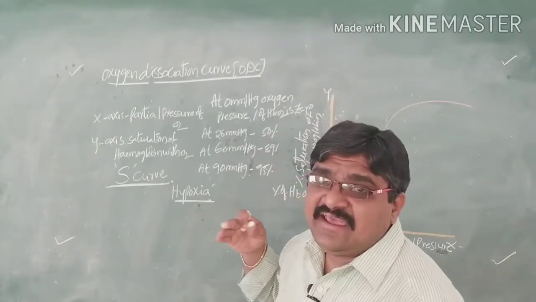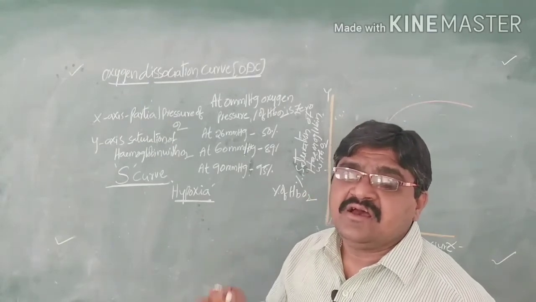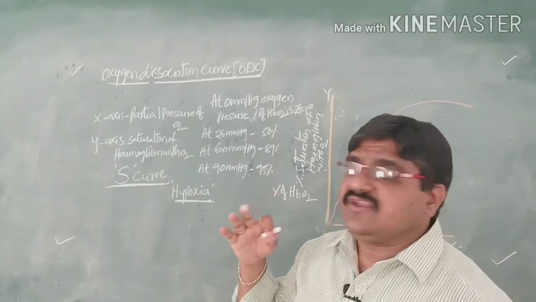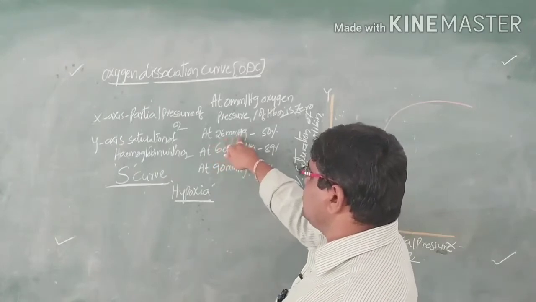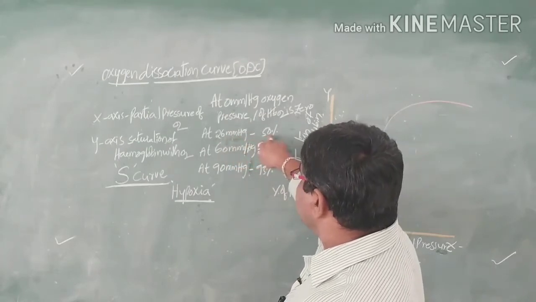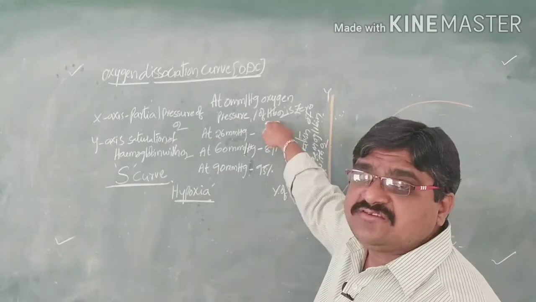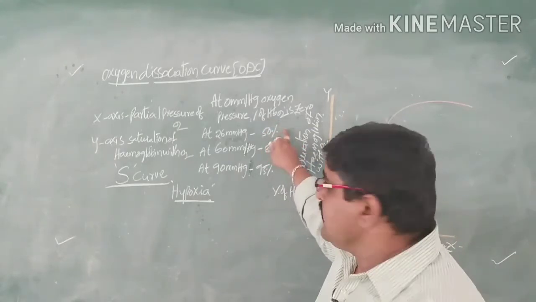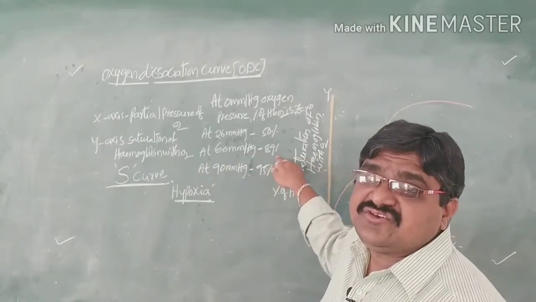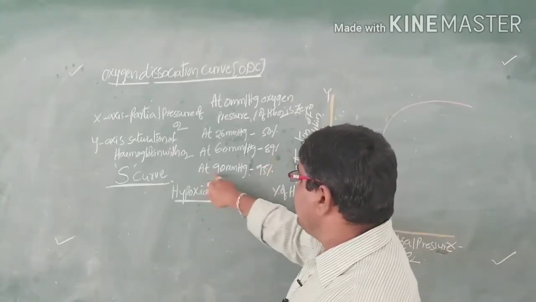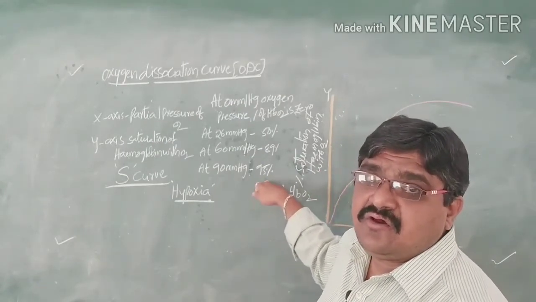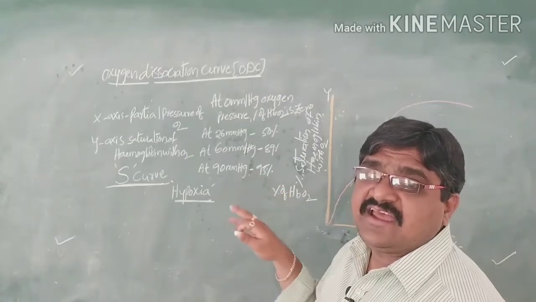That means if the partial pressure increases, the saturation of hemoglobin with oxygen also gradually increases. For example, at 26 mmHg partial pressure of oxygen, the oxyhemoglobin will be 50%. At 60 mmHg, it is 89% on the dissociation curve. And at 90 mmHg, it shows 95% saturation of hemoglobin with oxygen.